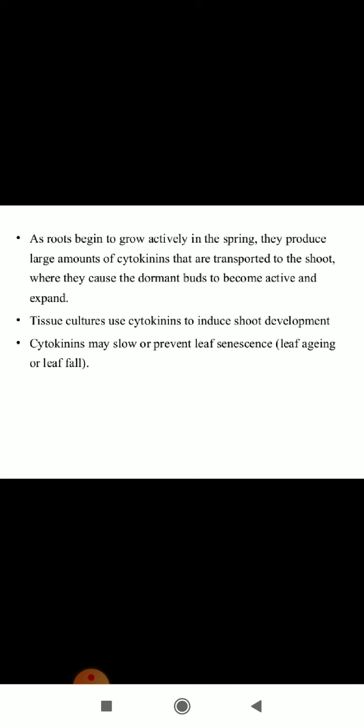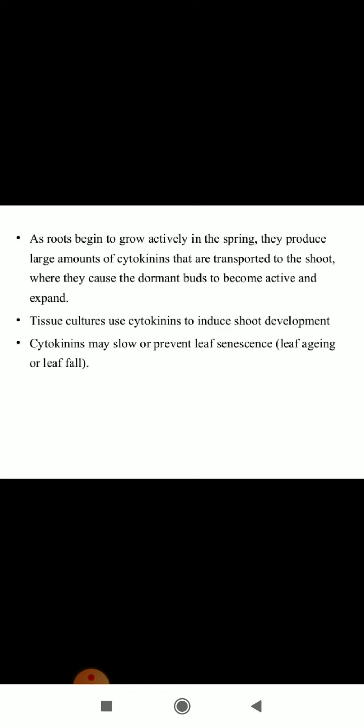So tissue culture uses cytokinins to induce shoot development. As I already told you, in tissue culture or micropropagation, they use cytokinins to induce shoot development, and they use auxins for root development. Cytokinins may also slow or prevent leaf senescence, leaf aging, or leaf fall.